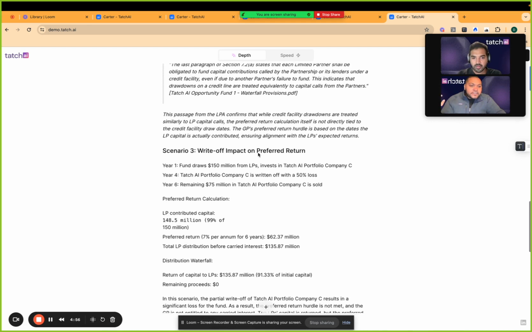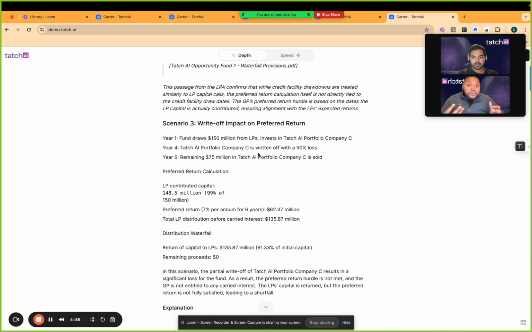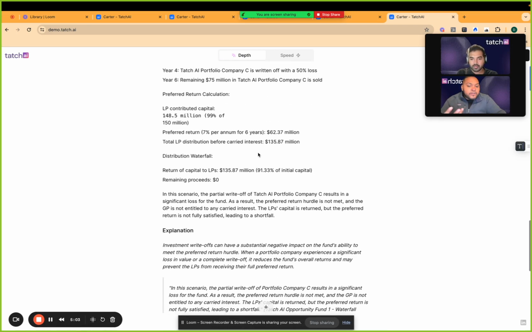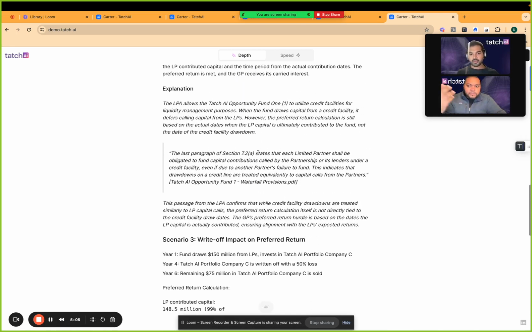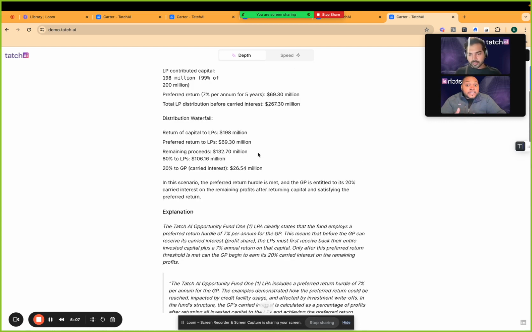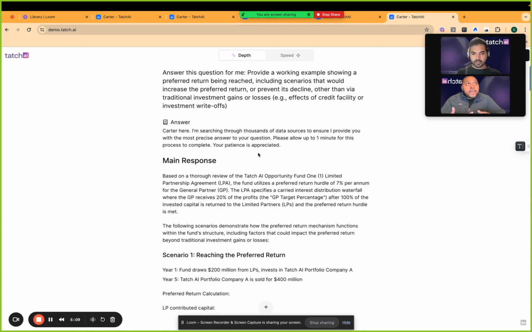The last piece here is a write-off, where a company didn't do well in a pretty massive way, and it can affect the preferred return to the point where there's no carry to the GP. So you can see all of those examples here. Again, Carter is really adept at these situations in a way a basic off-the-shelf model wouldn't be, because Carter is deeply trained to understand these particular nuances in the context of LP questions, DDQs, LPAs, PPMs, and all the nuance that comes with being in one of these funds.